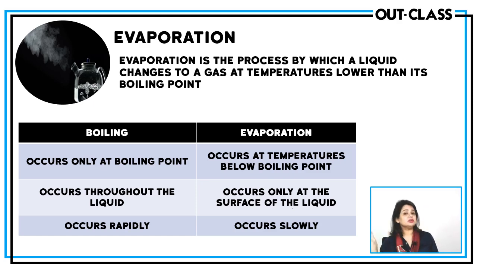Boiling occurs throughout the liquid. The whole of the liquid is changing into gas, whereas evaporation only occurs on the surface of the liquid, and you can increase or decrease the rate of evaporation by increasing or decreasing the surface exposed. So if you have used a narrow mouth container for the liquid, there will be a slow rate of evaporation. If you have a wide mouth, there will be a faster rate of evaporation. Boiling is a rapid process, whereas evaporation is a very slow process. Okay? So evaporation is different from boiling in these respects.